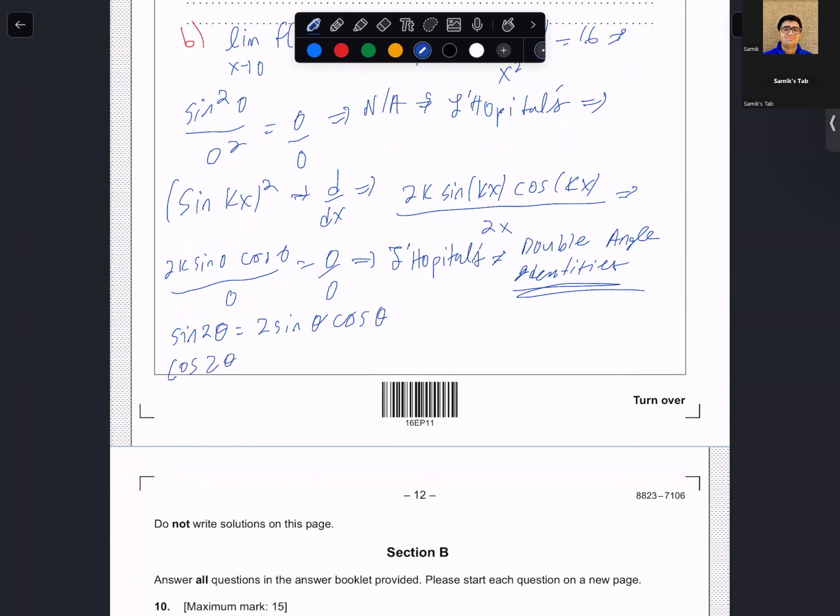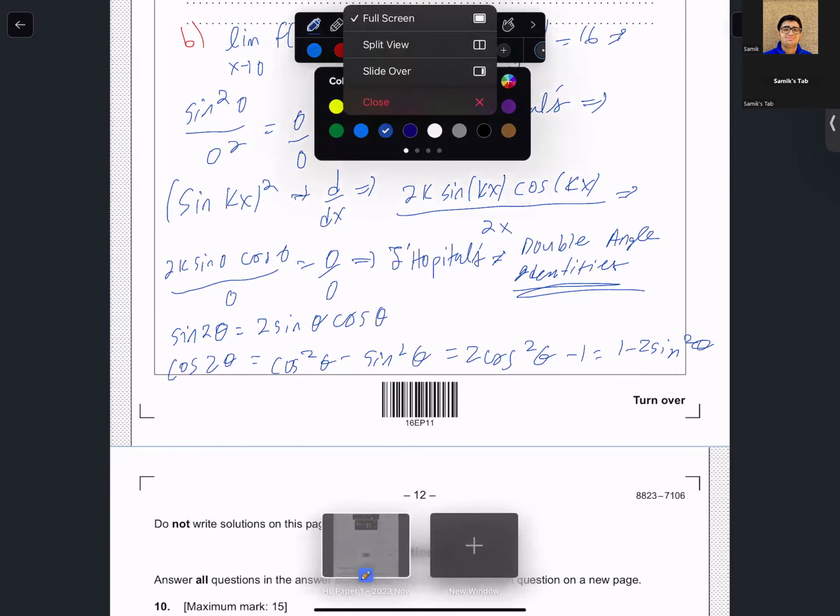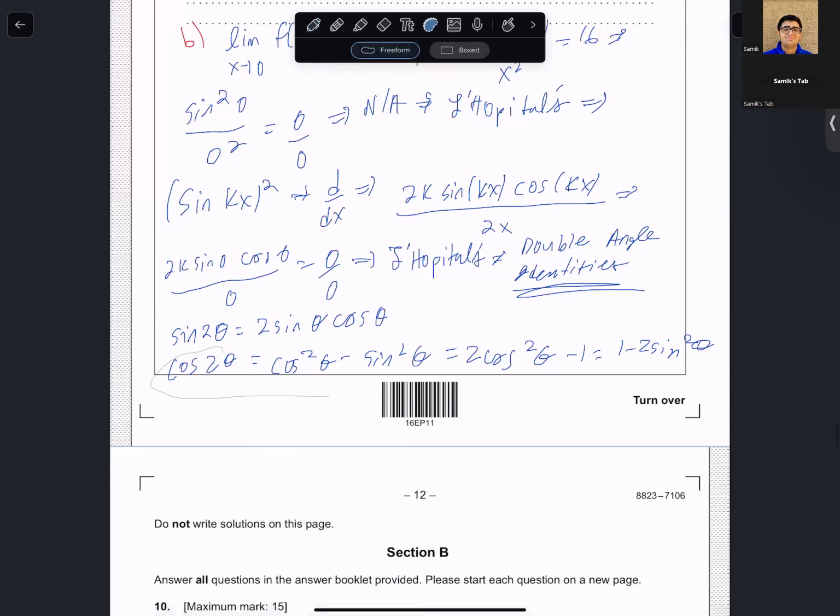There's also cos 2 theta. It's equal to cos square theta minus sine square theta, which is also equal to 2 cos square theta minus 1. This is also equal to the famous one, which is 1 minus 2 sine square of theta. So just take note of these. But for now, all we need to worry about is the sine 2 theta, which is equal to 2 sine theta cos theta, right? So all we have to do now is implement this.